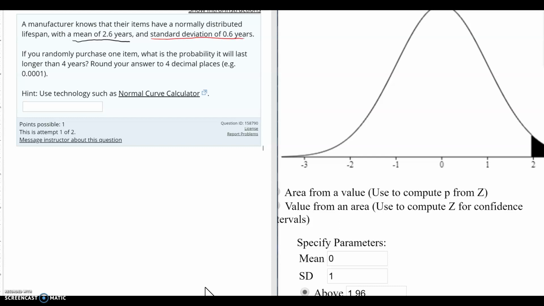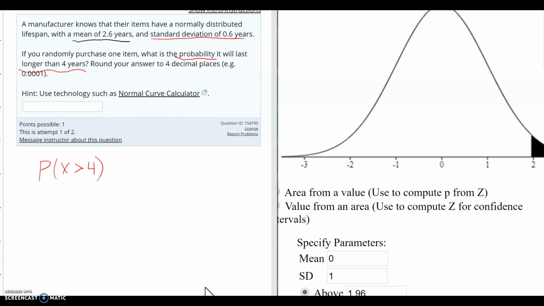So the manufacturer knows that their items have a normally distributed lifespan. So this could be like batteries or something, with a mean of 2.6 years and a standard deviation of 0.6. That's based on testing and previous product that was released. If you randomly purchase one item, what is the probability that it will last? So probability, so that's the area, that it will last longer than 4 years. So I want to know this. What is the probability that my continuous random variable is going to be greater than 4?